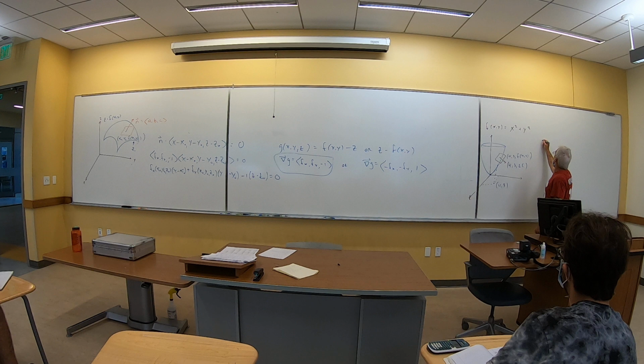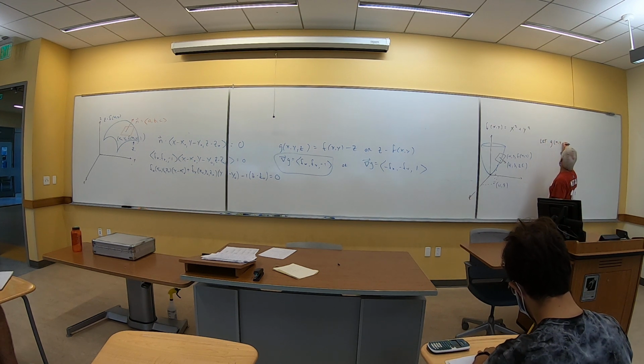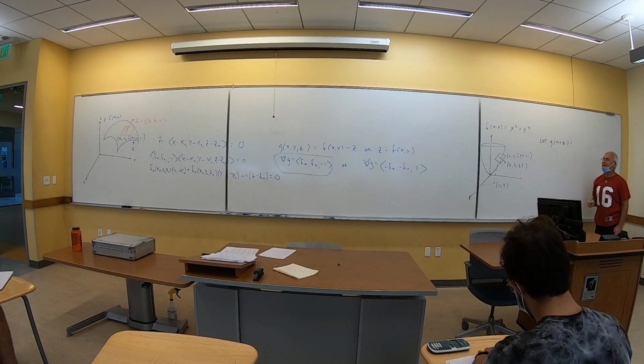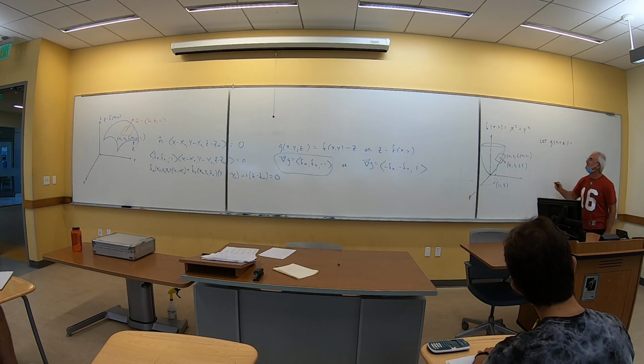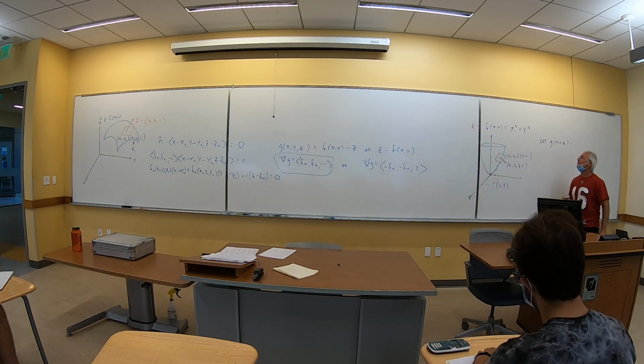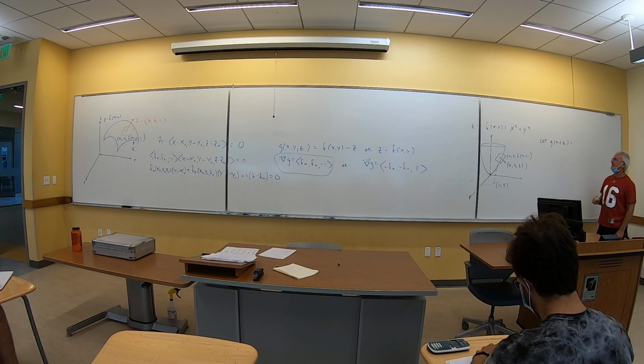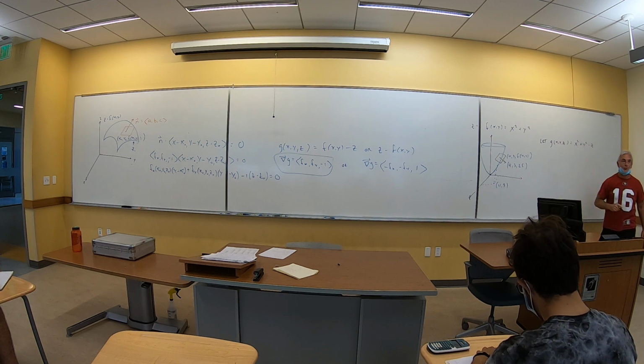So how about I say, let g of x, y, z equal what? If it helps you, remember this is z equals. Let g of x, y, z equal what? X squared plus y squared minus z. Exactly. That's the best choice I could make.